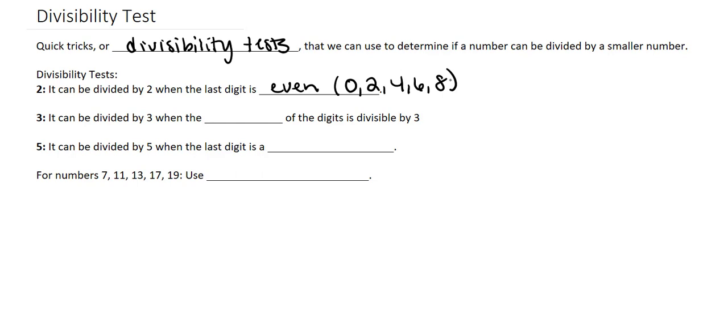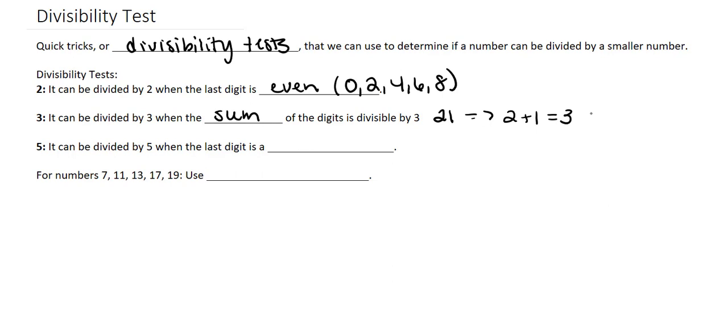Now 3. It can be divided by 3 when the sum of the digits is divisible by 3. So we take the number 21. What we do is we can break it down into 2 plus 1 is equal to 3. And now 3 can be divided by 3, and we get a whole number, right? There's no remainder, because 3 divided by 3 is equal to 1. So we know 21 can be divided by 3.